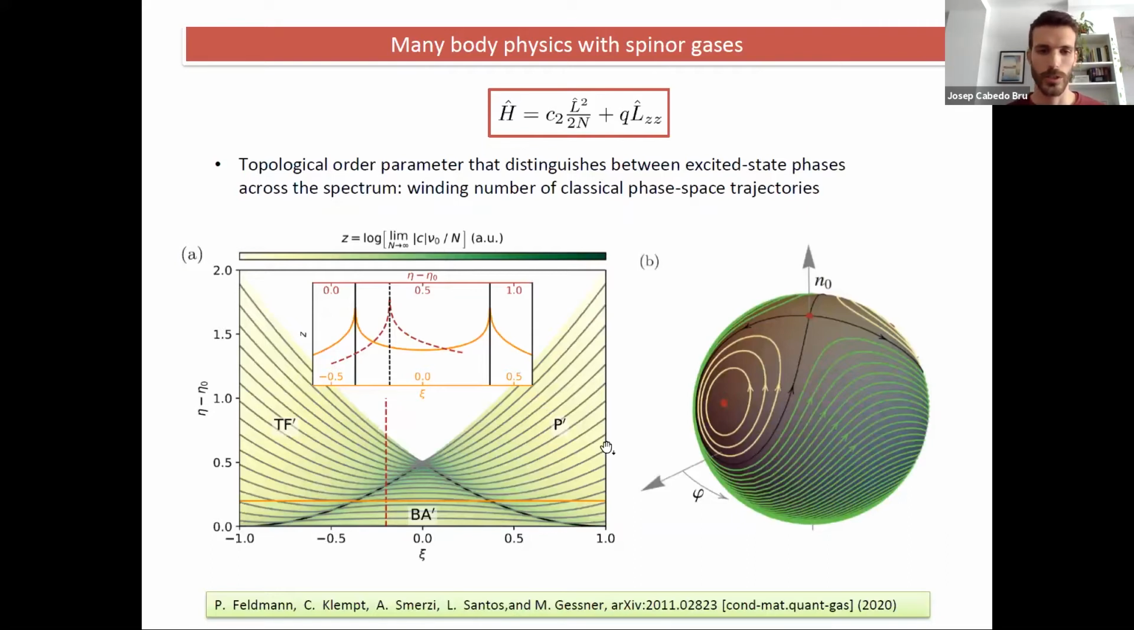Then in this other work, which also showed up in the first talk of the seminar series, they studied again the same Hamiltonian in the mean field regime, and they find that they can distinguish three excited phases that span all across the excited-state diagram. They are able to identify each phase with a single topological order parameter, which is of global nature. Unlike in the ground state phases, where for instance the population of the zero spin state is already a local order parameter, here we have a global order parameter that they can define through the behavior of the classical phase space trajectories. Also, the phases are separated by boundaries at which they observe a divergence of the density of states.